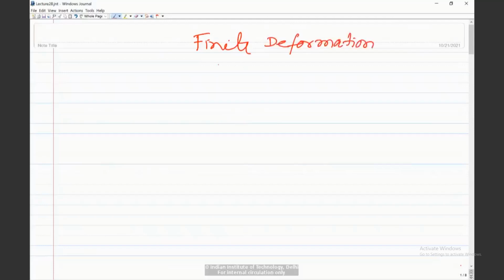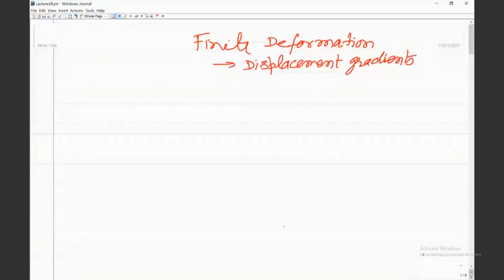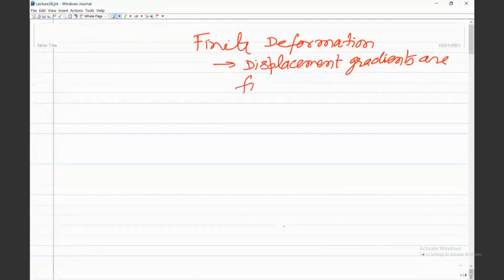So when I am saying finite deformation, what it means is that the displacement gradients are finite. They are not infinitesimally small. That means when we look at gradients like del u by del x, this is significant. Del u by del x squared is not negligible in comparison to del u by del x. So those kind of situations.